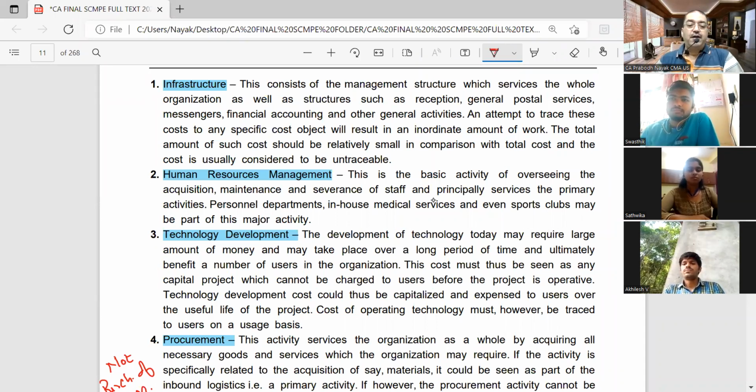Right? HR, human resource management. What is the basis of recruitment of employees?